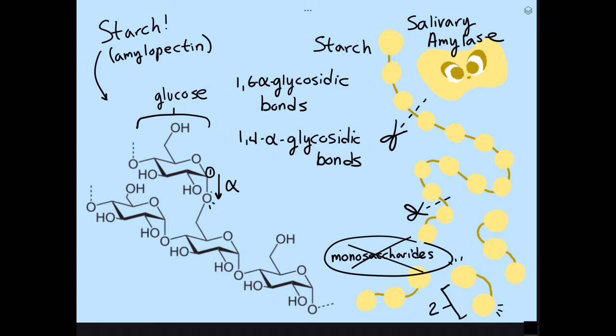So alpha means the oxygen is pointed down on that very first carbon. And you can see each of the oxygens on that first carbon are pointed down. They're all alpha bonds. And the 1,6 or the 1,4, that just tells you which carbon the bond occurs at. So there's 6 carbons in a molecule of glucose.